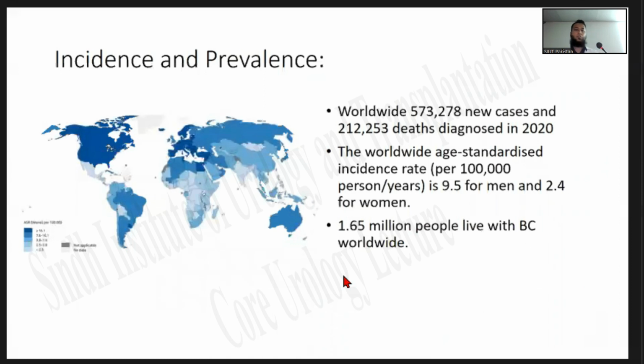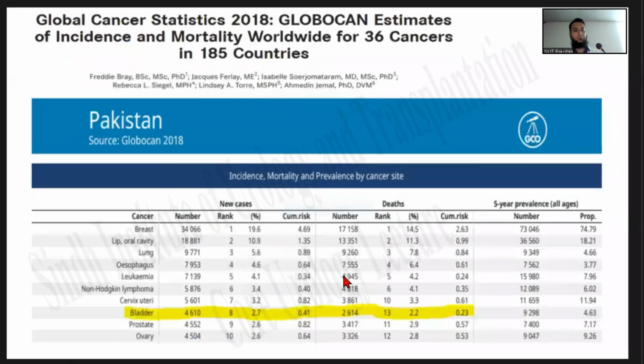Here we show the worldwide burden of bladder cancer: more than 500,000 new cases diagnosed per year, and more than 200,000 deaths in 2020. The worldwide age-standardized rate was noted as 9.5 for men and 2.4 for women. And 1.6 million people live with bladder cancer worldwide.